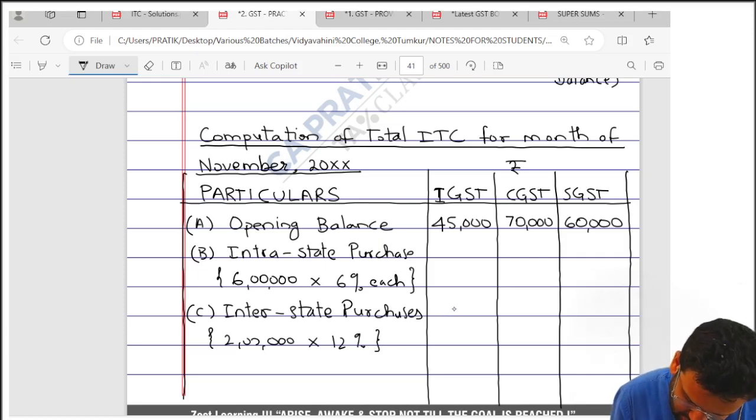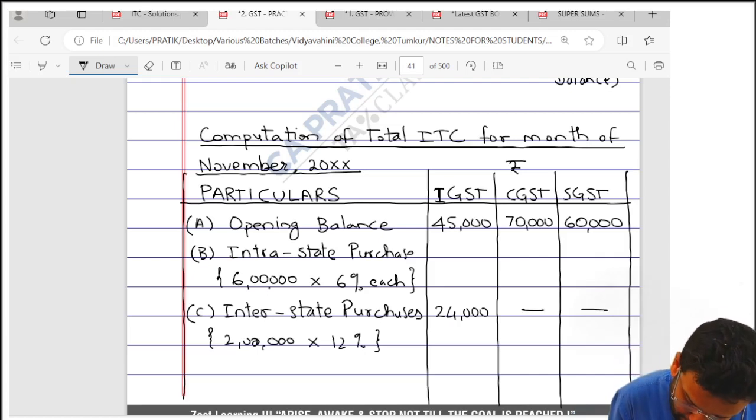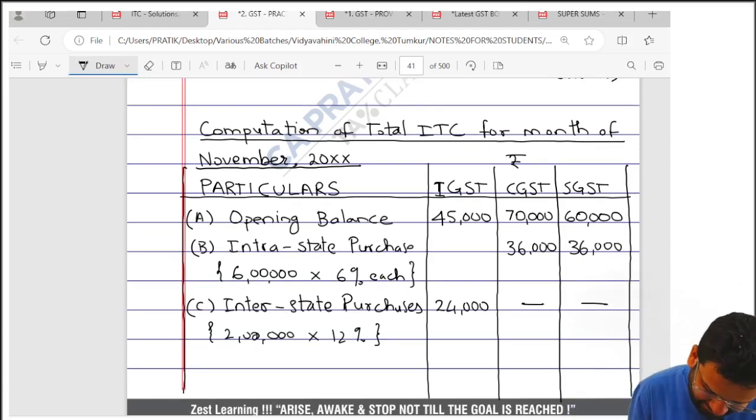Here the figure is 24,000 and on intrastate the figure is 36,000 each. Can you please take 36,000 each? So can you tell me what is therefore your total ITC for the month? What is your total ITC?